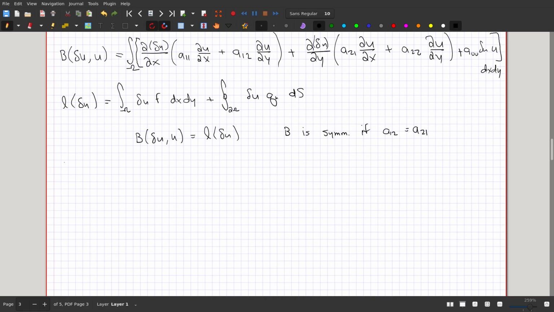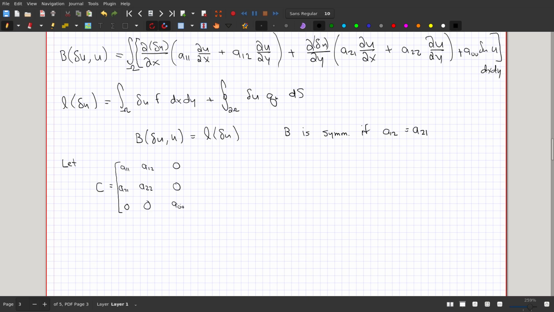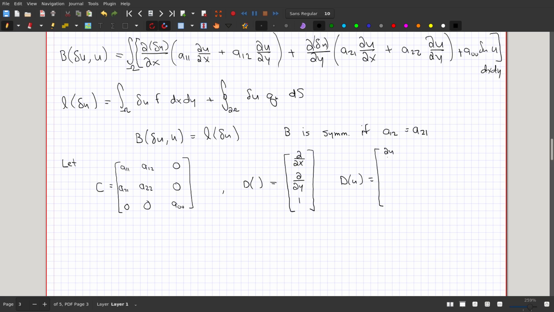Okay, let C equal to A11, A12, 0, A21, A22, 0, 0, 0, A00. And D, which is going to be an operator matrix or vector. For example, if I write D of U, that's going to equal partial U partial X, partial U partial Y, U. Everybody okay with that?